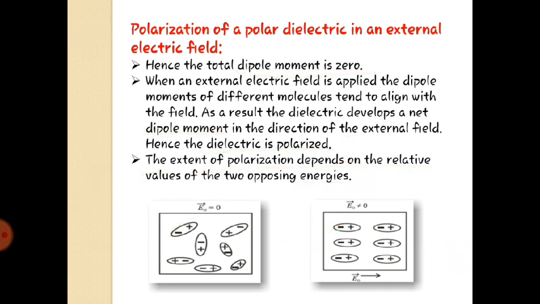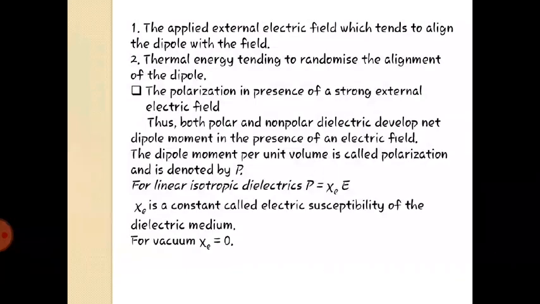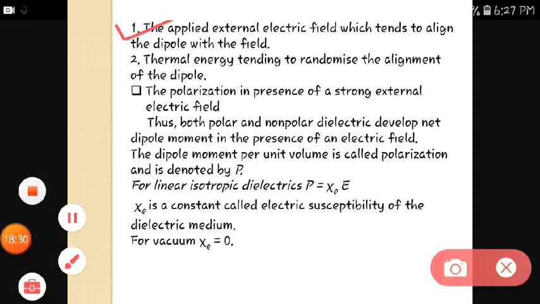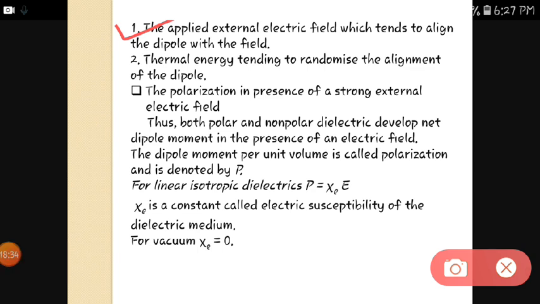Alright, and there are some more points which we can discuss. The first point is that the applied external field tends to align the dipoles with the field. Yes, when we apply an external field to a polar molecule, the dipoles tend to align with the field. Thermal energy tends to randomize the alignment. We have seen this in the first diagram. What does the thermal energy do?